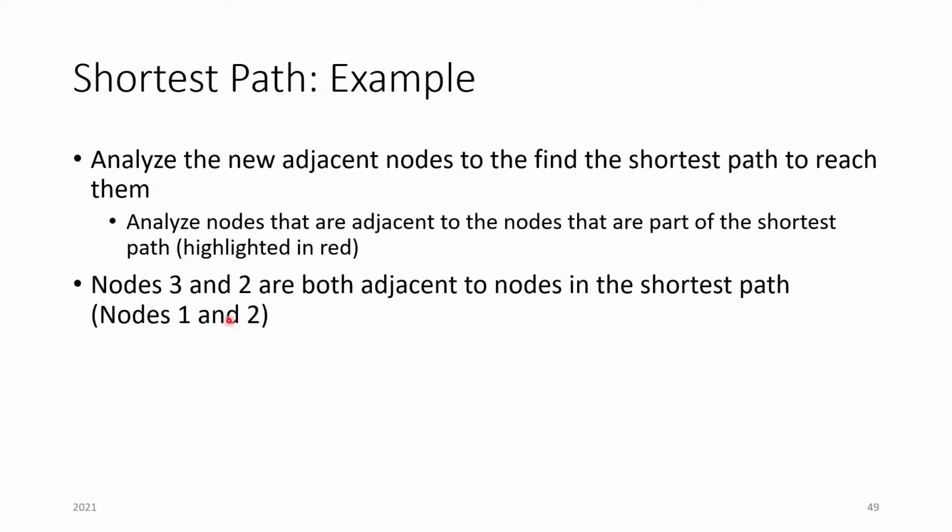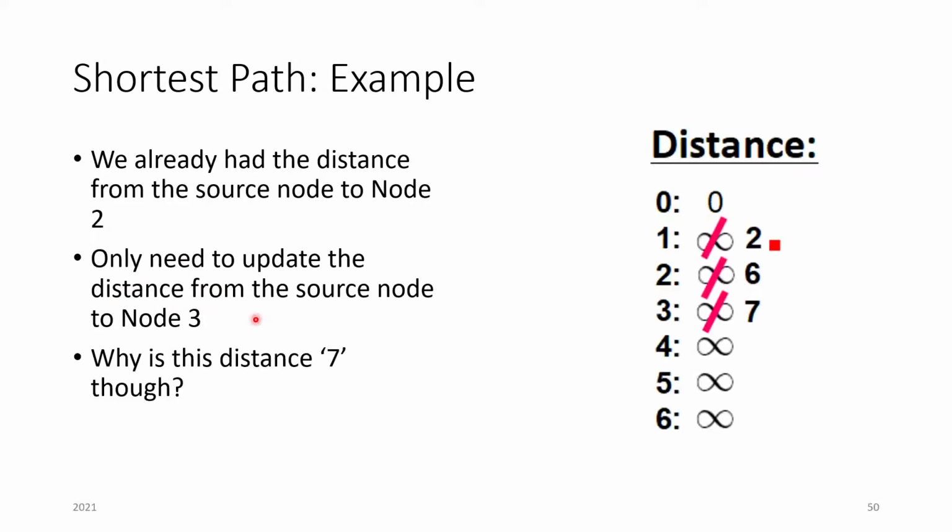So in this particular case, when we updated our graph, nodes 3 and 2 are going to be adjacent to the nodes in our shortest path that we highlighted. And our shortest path so far would be nodes 0 and 1 that we need to consider. We already had the distance from the source node to node 2, which was 6 on our list. So the only distance we need to update here is from the source node, 0, to node 3. And the question is, why is this distance going to be 7 in this particular case? We're going to observe this in the next few slides.